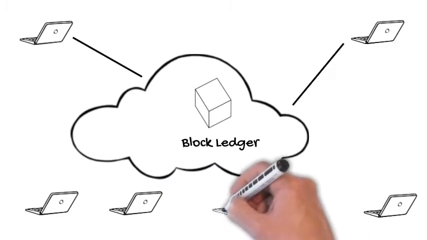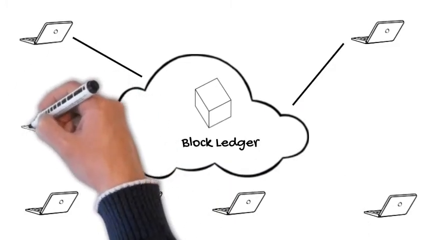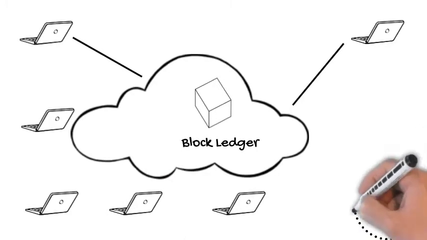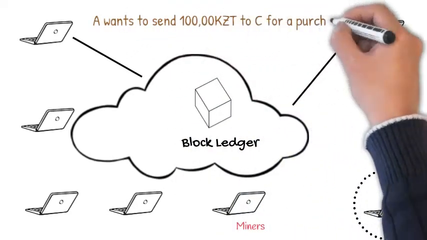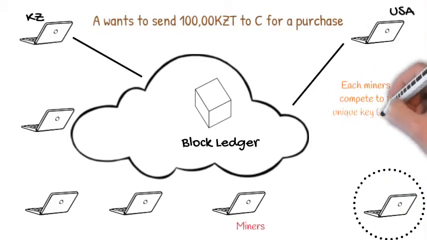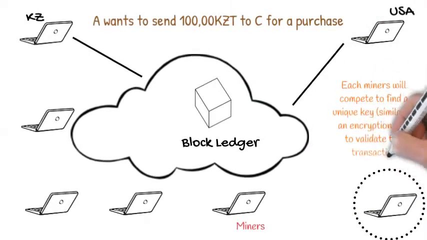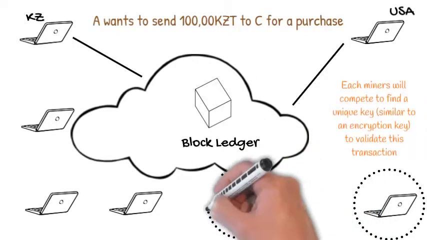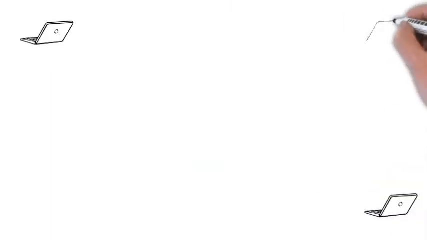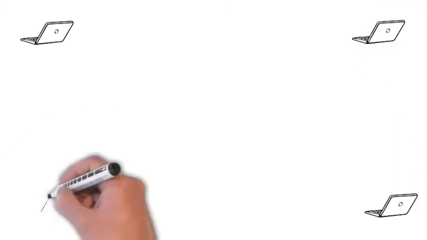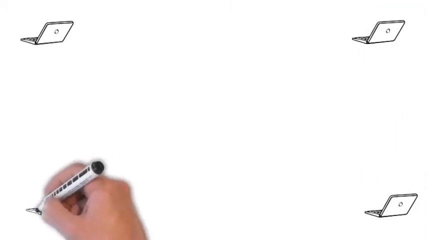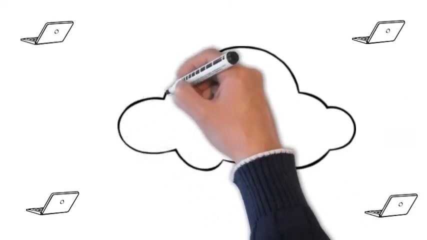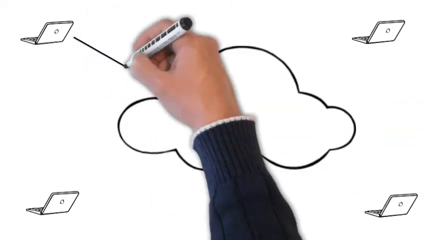Now, all those computers in my network are known as miners. So A now wants to send 100,000 to C in USA. What those miners do in my network is try to find a unique key for me to do the transaction from A to C in USA. The miners will always keep competing with each other. So miners are actual people, with a smartphone or a tablet or a laptop, and they're always competing to find a unique key for this transaction to take place.